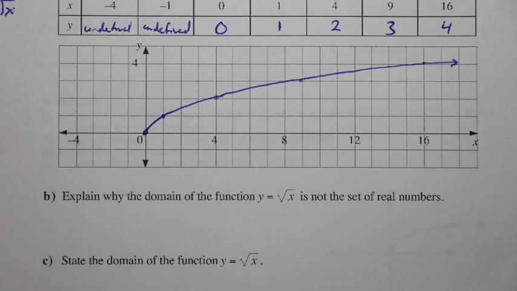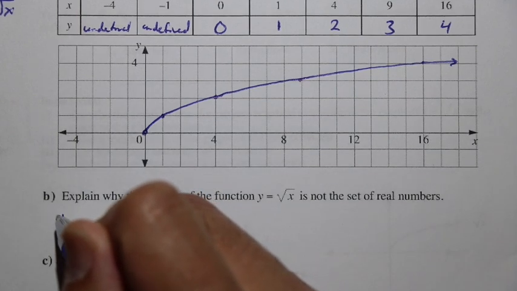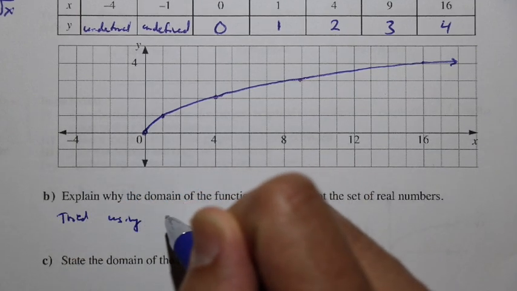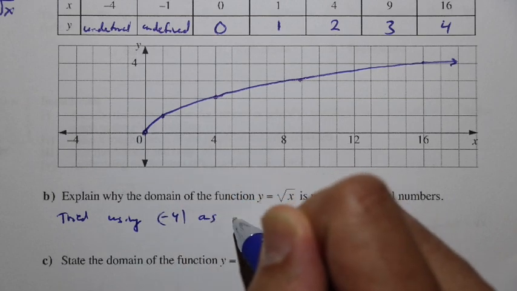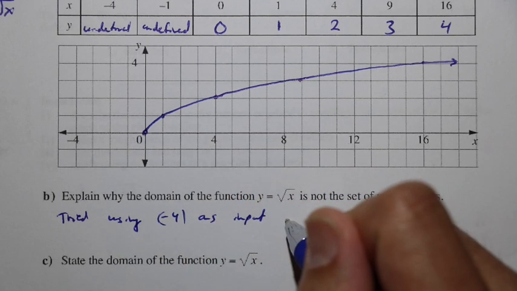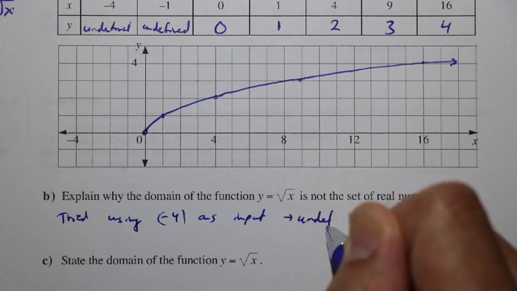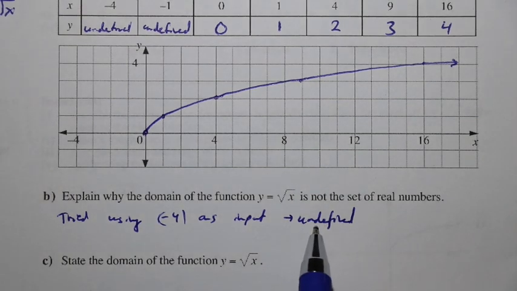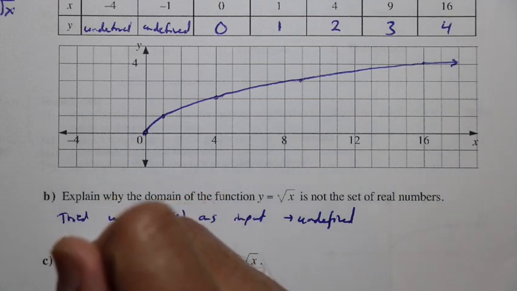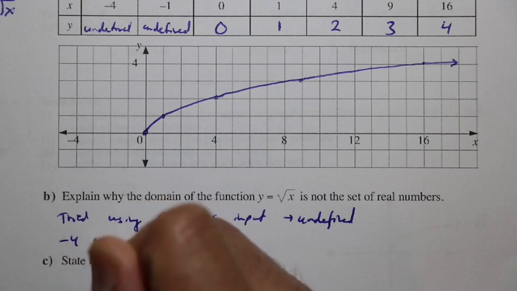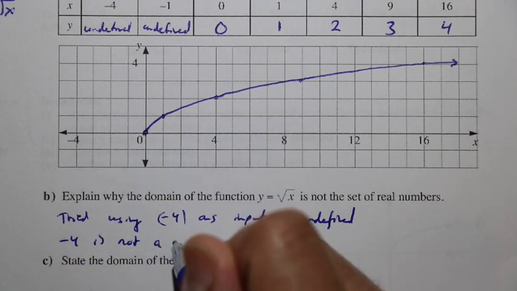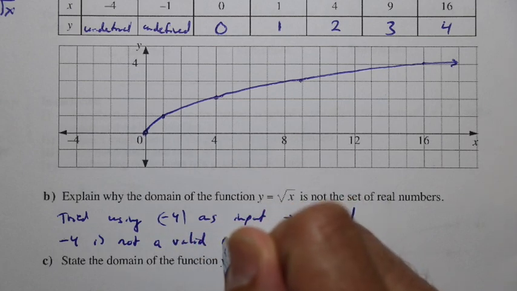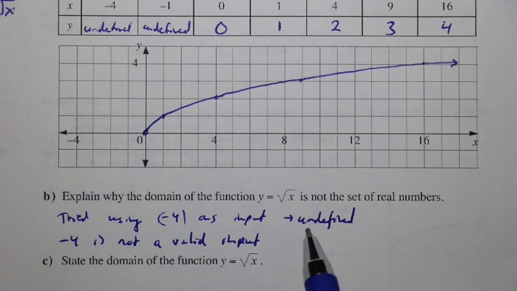Now let's explain why the domain of the function y equals square root of x is not the set of the real numbers. Well, we tried using negative 4 as an input, but it gave us no y value. It was an undefined y value, or error on a calculator, but in most cases it means it's undefined. So negative 4 is not a valid input. And neither is negative 1.